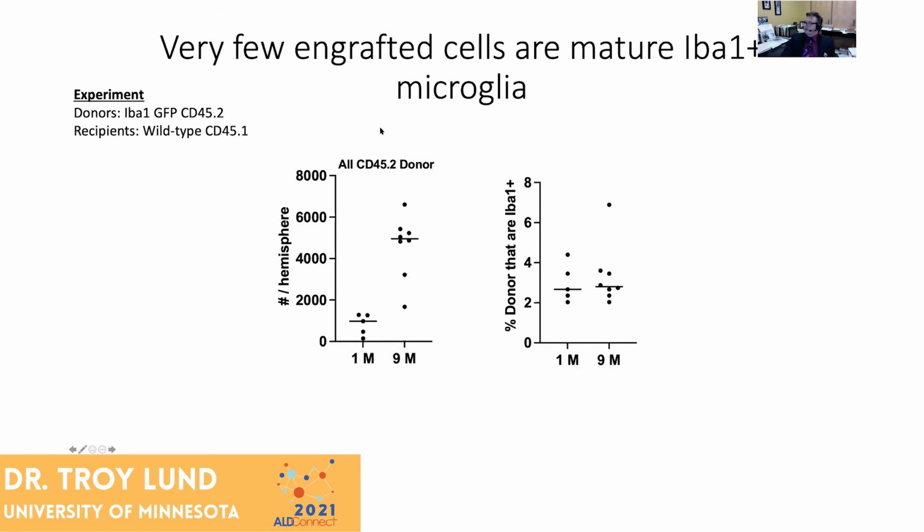But how many of those cells are true microglia, i.e., how many are green? Turns out only about 2% at 1 month are true microglia. So these are the IBA1 GFP positive cells. And that number is actually the same when you look 9 months out. So really only a fraction of what's getting in the brain are true mature microglia, and the rest of what's being engrafted is probably a completely different cell type, maybe an unknown cell type actually, because of the uniqueness of going through bone marrow transplant with a donor.